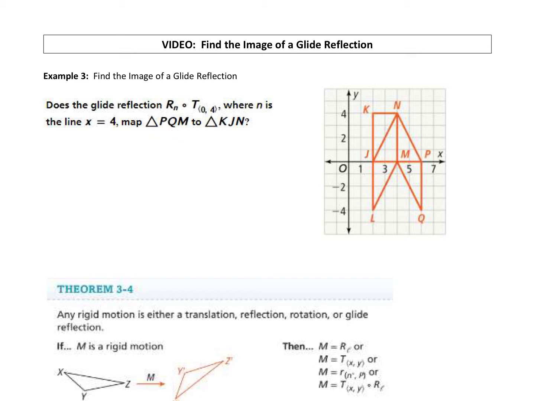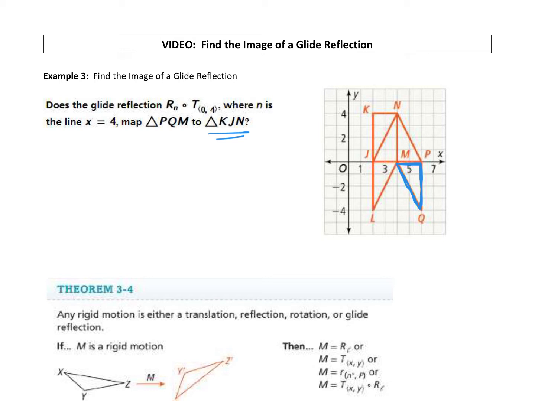map triangle PQM? So PQM, let's go ahead and highlight that. Maybe I'll use blue. PQM is the triangle that we're starting with. If we do these two transformations, our glide reflection, do we end up with triangle KJN? So let's do the two transformations and see if we think that's where we end up.